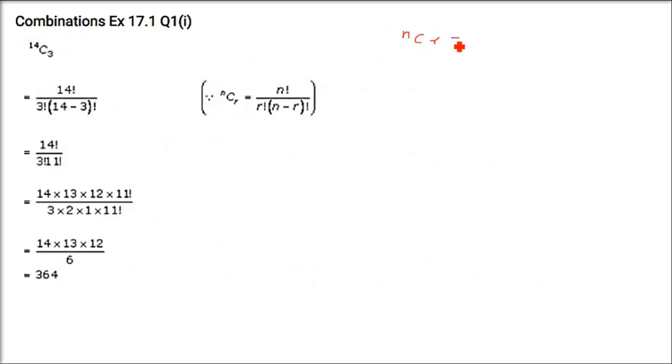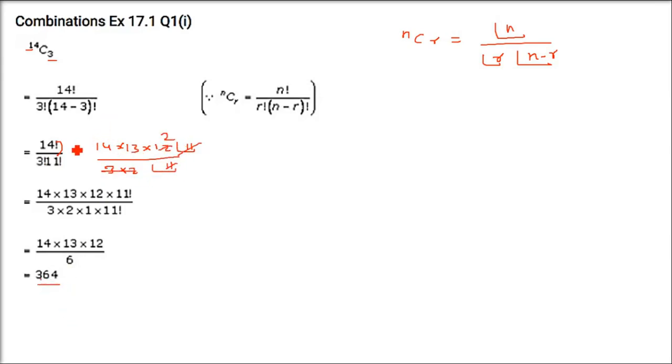14C3. Please remember nCr is equal to factorial n by factorial r, factorial n minus r. And this n here is 14, r is 3. So factorial 14 by factorial 3, factorial 14 minus 3. Always convert the higher into lower: 14, 13, 12, factorial 11. Then you have factorial 3, write it as 6, and then you have factorial 6. Just cancel it. 12 and 14, 13 into 2 is 364.